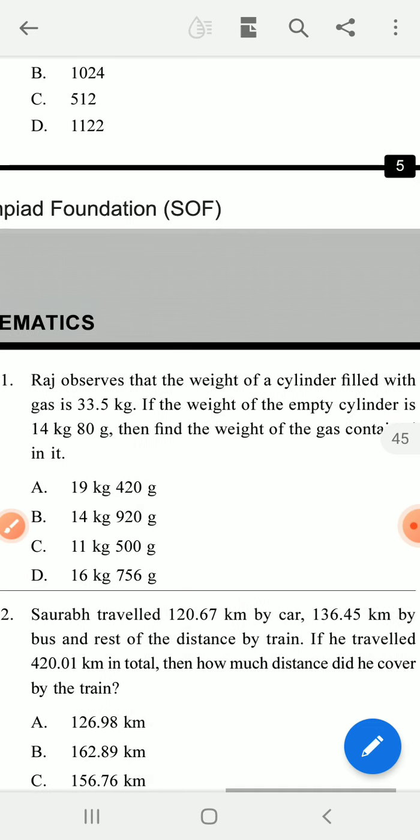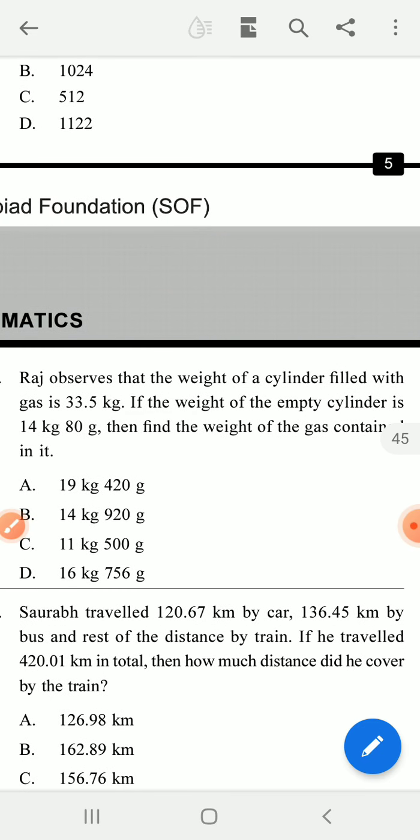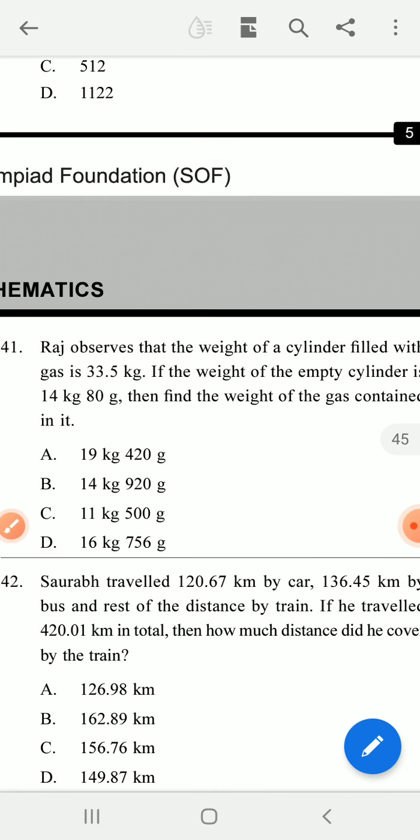Raj observed the weight of a cylinder filled with gas, this is 33.5, and if the weight of the empty cylinder is 14 kg 80 gram, then find the weight of the gas contained in it. So subtract, you can get the value, because in the first case you get the weight of the cylinder with gas, and in the second case only the weight of the cylinder. Then subtract both values and you can get the answer. 41A.